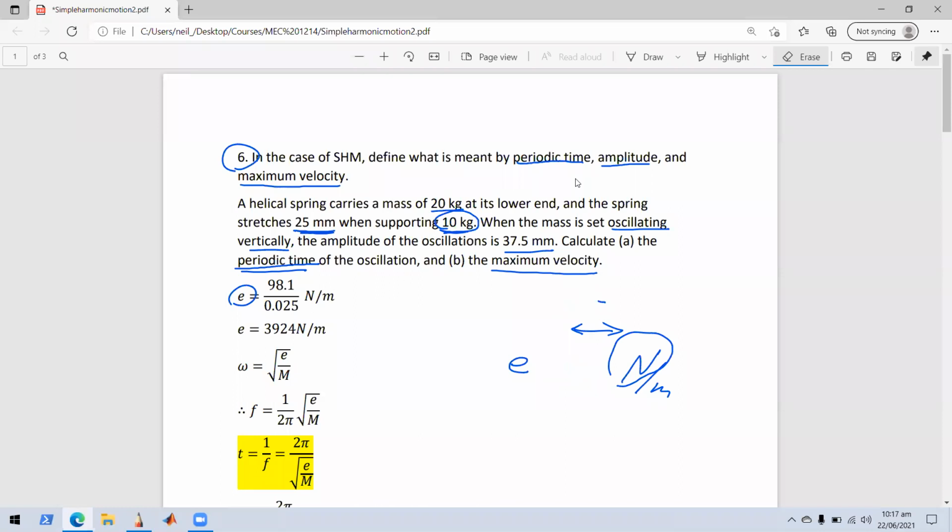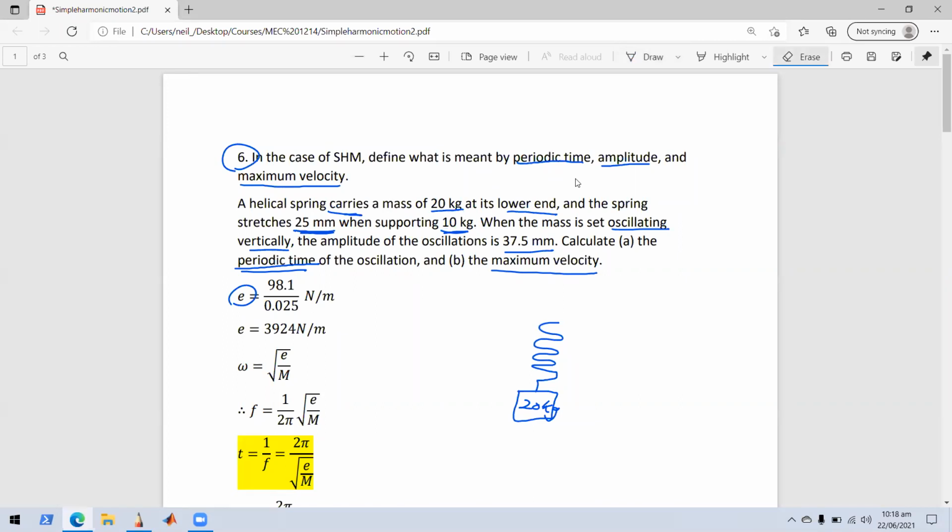So what they're saying in the question is that the spring has a mass of 20 kg and then they added an extra 10 kg to it. No, the helical spring carries a mass of 20 kg at its lower end. So there's some spring, and at its lower end, attached is 20 kgs. Good. Now, in addition to that, they're saying the spring stretches 0.025 meters or 25 millimeters when supporting 10 kgs.